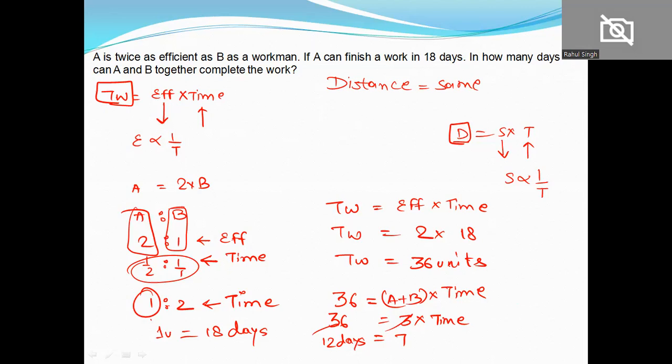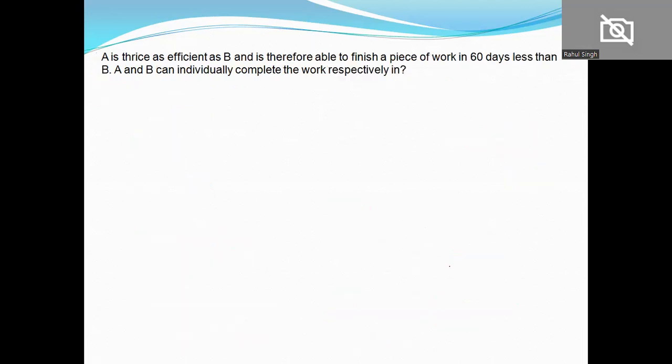Okay, let's start. Let's take another question. Now, this question is quite simple like the previous one. I would like you to try this question. Let's jump to the next question and take some high level questions.